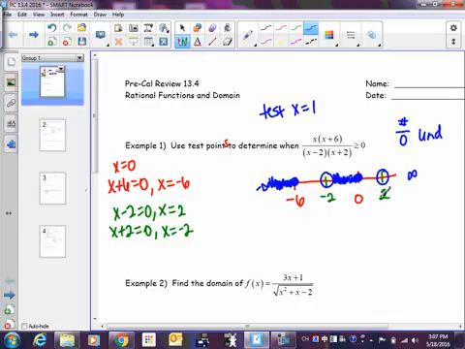Let's test a number between 0 and 2, like positive 1. So that's going to give me a positive. 1 plus 6, that's also positive. So the top is all positive. 1 minus 2, that's a negative. 1 plus 2, that's a positive. So the total result is positive or negative? Negative, which is not greater than or equal to 0. So we do not shade. It's like a test. Did it pass or fail? In this case, it failed.